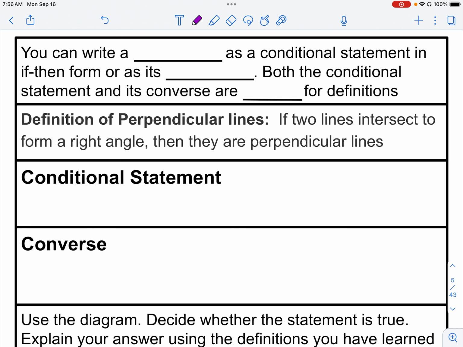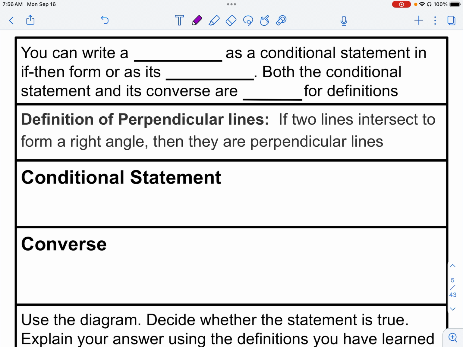All right, let's continue talking about conditional statements. So we talked before about conditional statements, about writing the converse, the inverse, the contrapositive, about negation of statements.